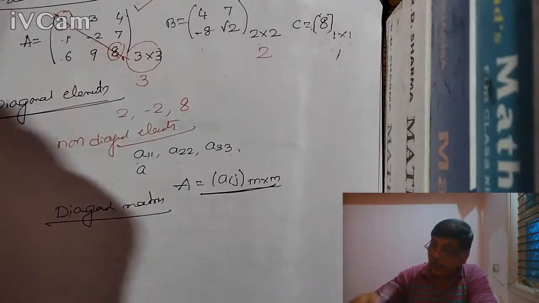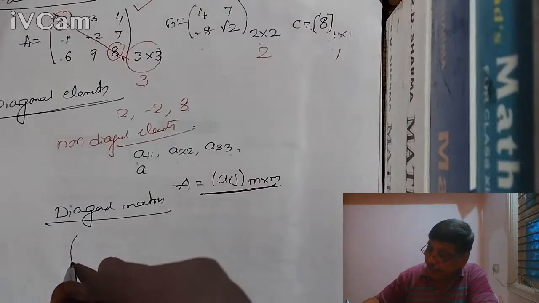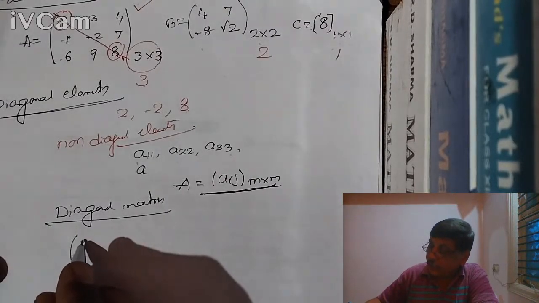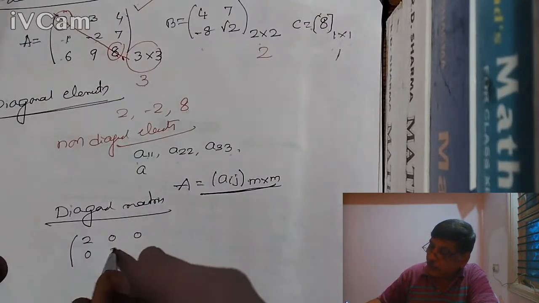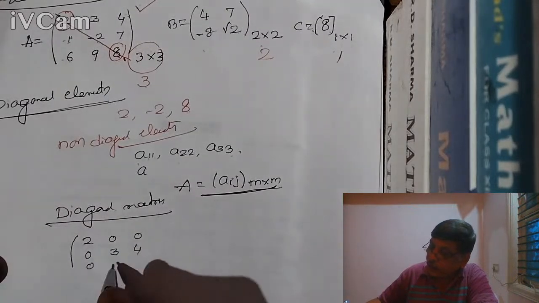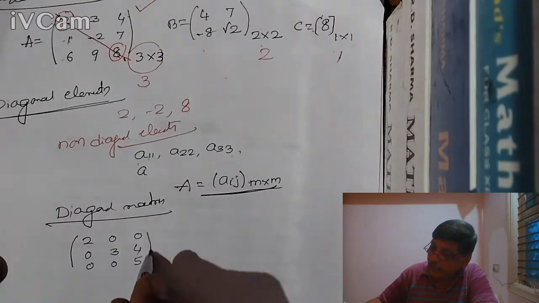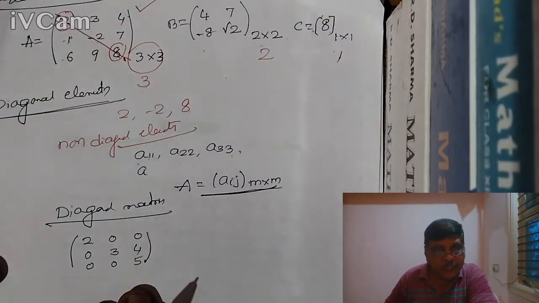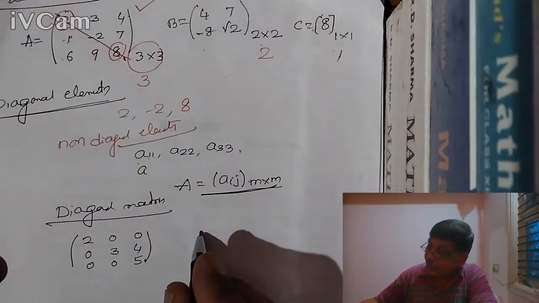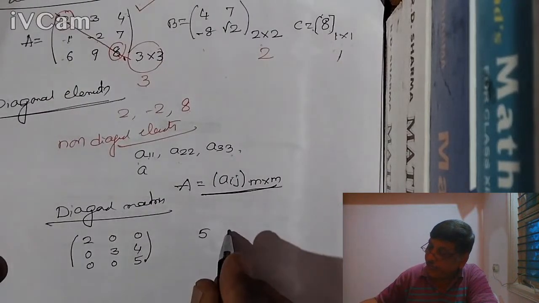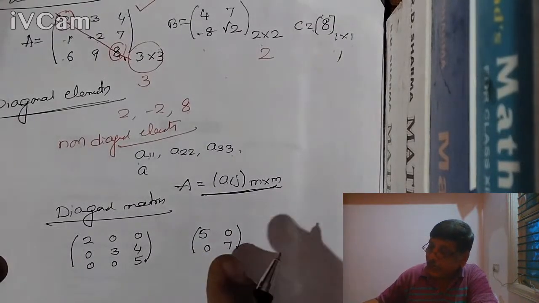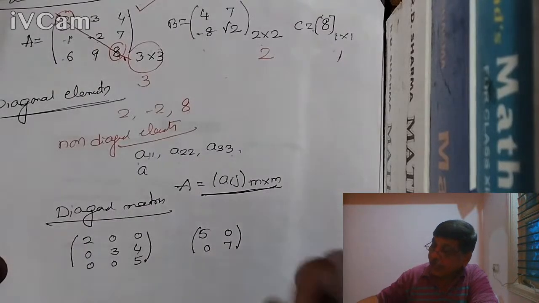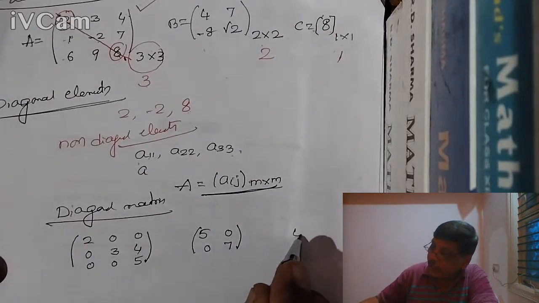See here, I am going to write here. Consider a matrix like this: 2, 0, 0, 0, 3, 4, 0, 0, 5. This is an example of a square matrix. Yes or no? Next, I take one more example, that is 5, 0, 0, 7. Again it is an example of a square matrix. You take one more example, that is 4, which is also an example of a square matrix.